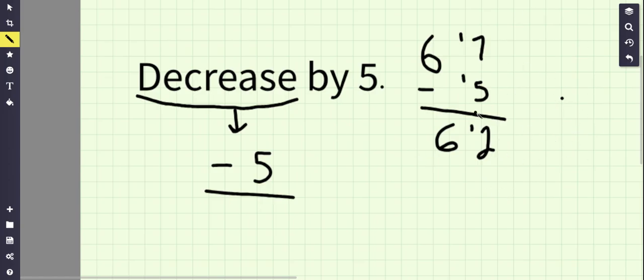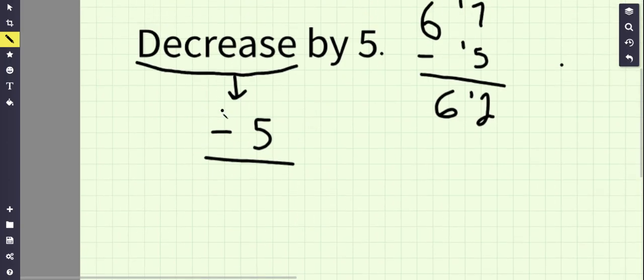Okay. So we know that decrease by five means minus five or negative five. Later in seventh grade, you have to call this a negative number or negative. You can't just be calling it minus five.